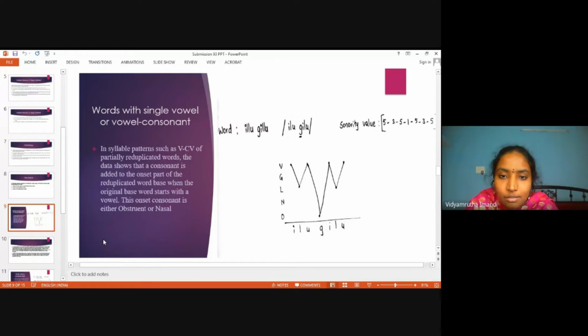For example, in this given picture, G is the onset part that has been added to the original base of the word. From all the data of the chosen words, we have concluded that the consonant part of the reduplicated word is either an obstruent or a nasal segment.